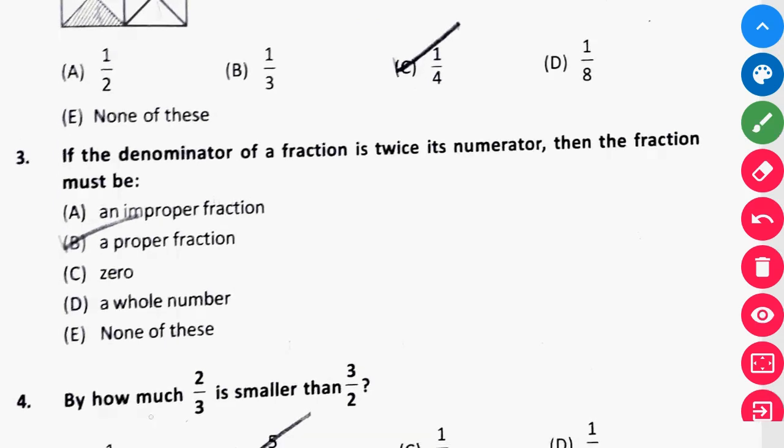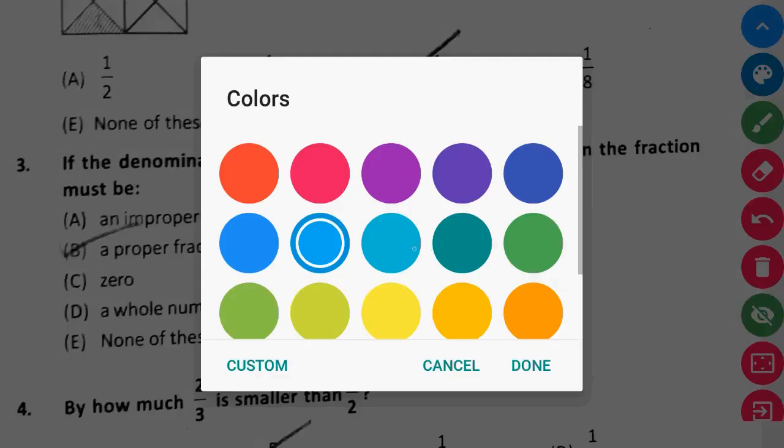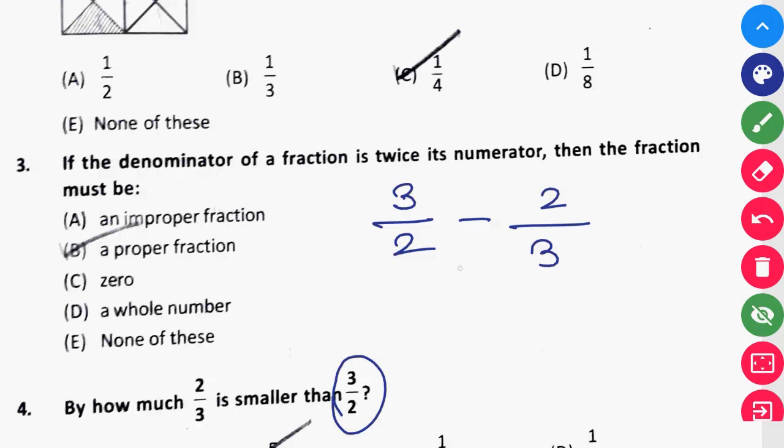And now by how much 2 by 3 is smaller than 3 by 2. How will you calculate how much 2 by 3 is smaller than 3 by 2? We have to subtract. Which is greater here? 3 by 2 is greater. So from 3 by 2 subtract 2 by 3.